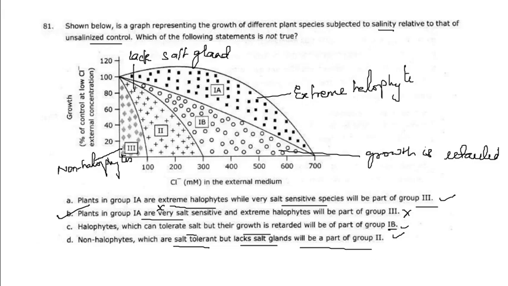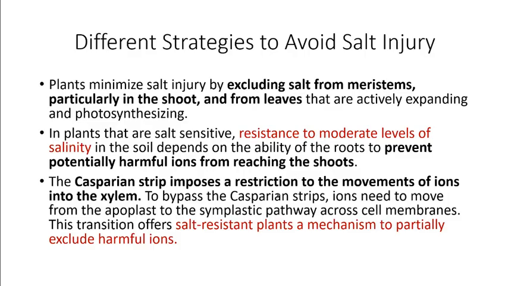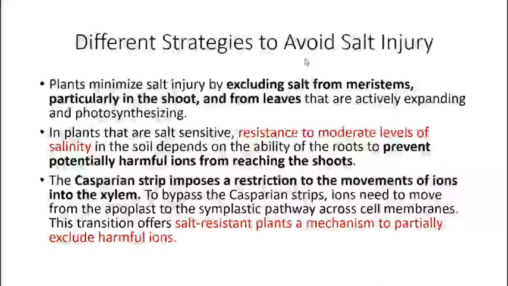Next, different strategies to avoid salt injury. So what do plants do when the ions accumulate? Plants minimize this salt injury by excluding the salt from the shoots and from the leaves, from the meristems of the shoots and the leaves, and these regions are the actively growing and expanding regions, and these are the actively photosynthesizing tissues of the plant.